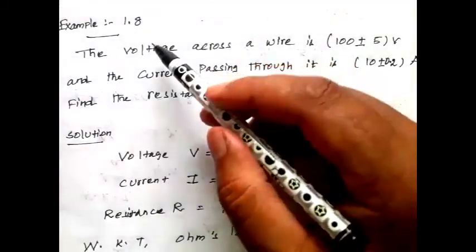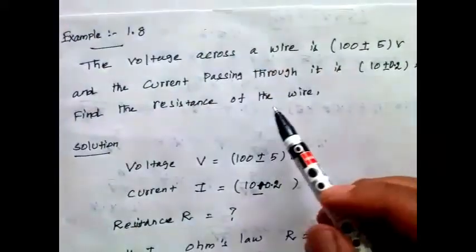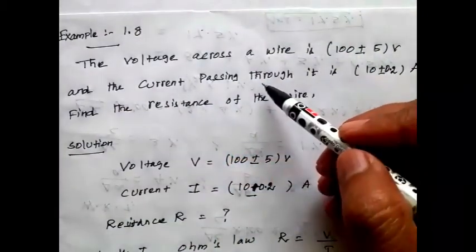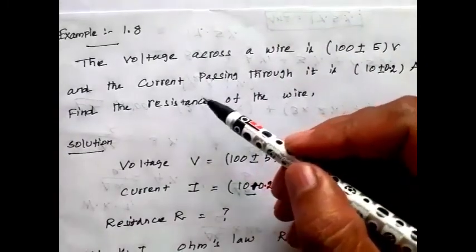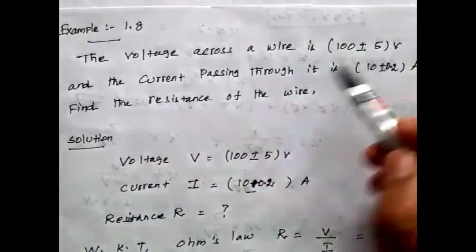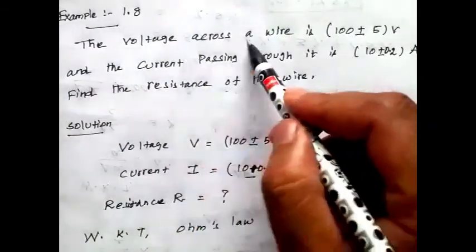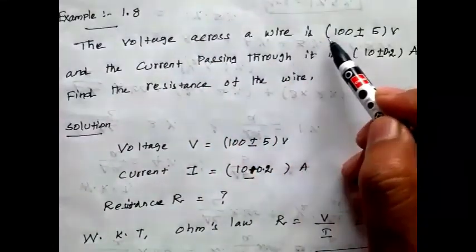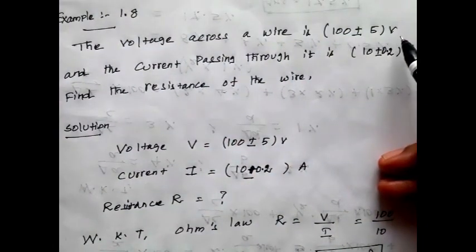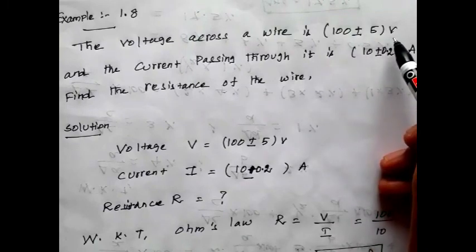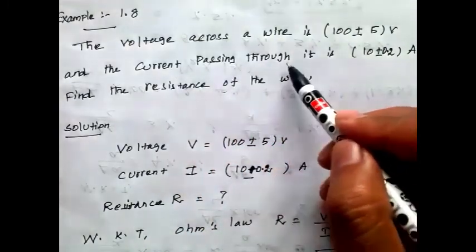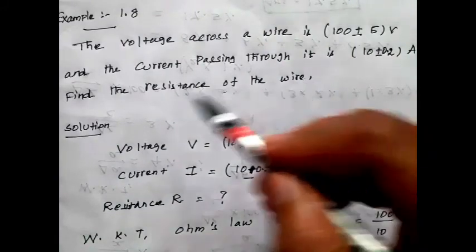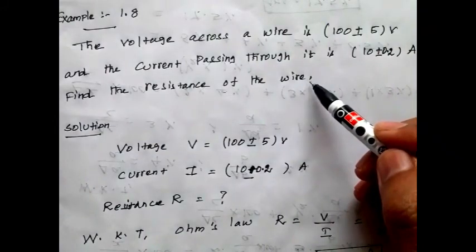Students, next we can see example number 1.8. It's the example of error in division topic. Here we can see the first question of this problem. The voltage across a wire is 100 plus or minus 5 volt, and the current passing through it is 10 plus or minus 0.2 ampere. Find the resistance of the wire.